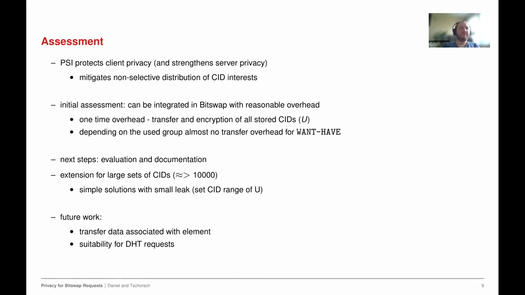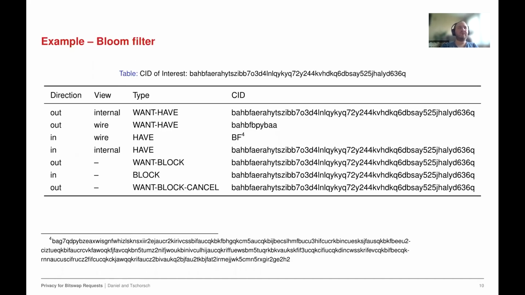Before we come to the end of this talk, let me give you a small demo or example for Bloom filter requests. Here we have just a small table. You can see this is from the client's perspective. Direction means out, here means sending data, in means receiving data. View is internally what Bitswap is doing, and wire is what the server would receive.